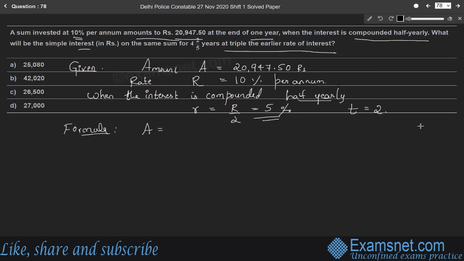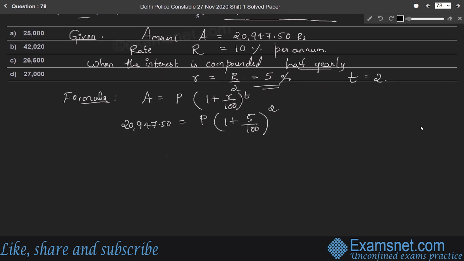So amount is equal to principal into 1 plus rate of interest by 100 to the power of time period. So amount is 20,947.50, right, is equal to principal. We need to calculate 1 plus rate of interest when interest is compounded half yearly, which is 5% divided by 100, to the power of, here time period is twice the compound interest is compounded, therefore it is 2.